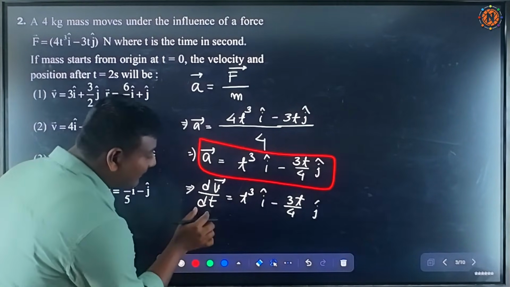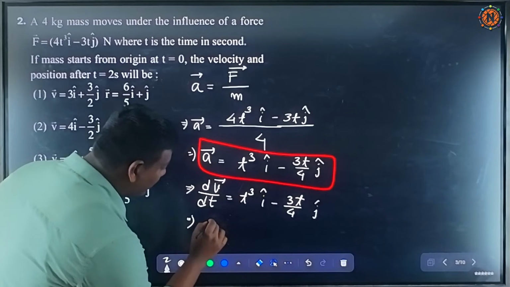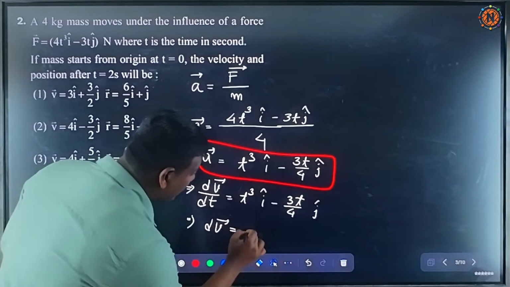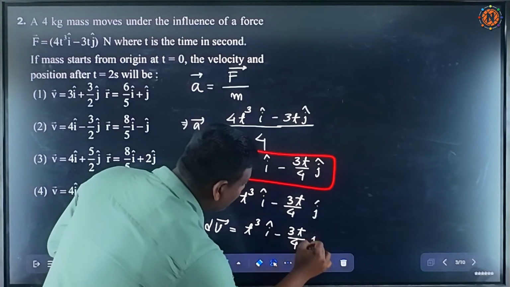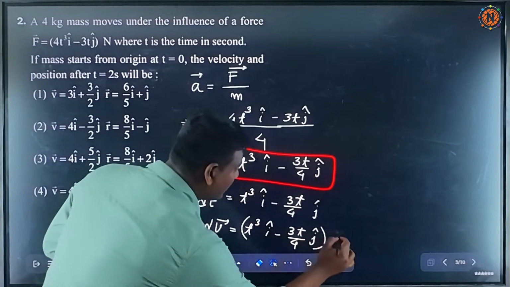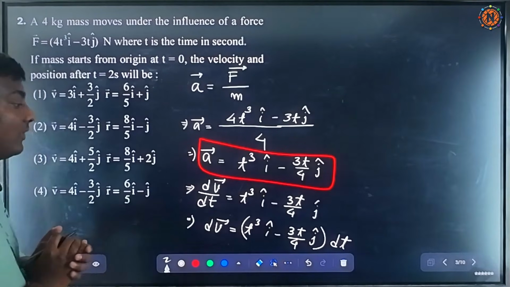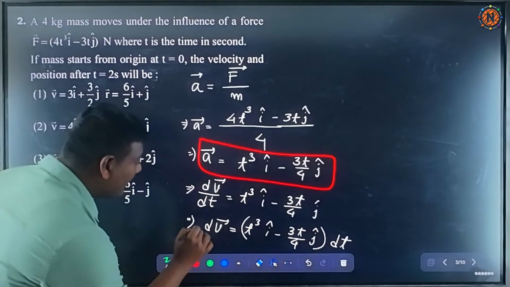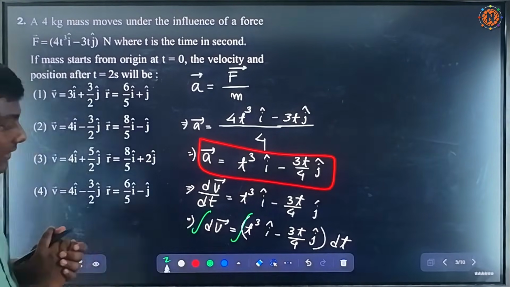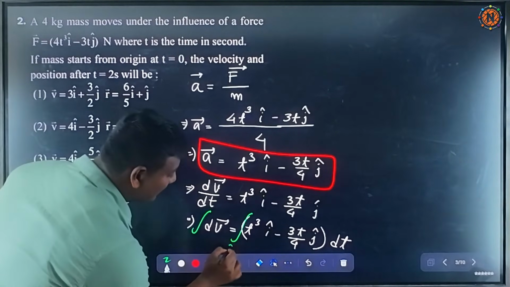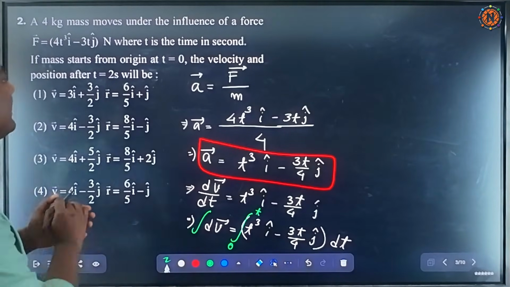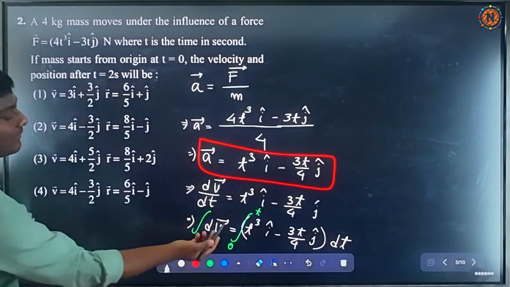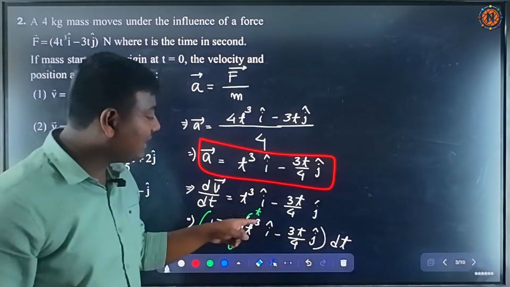So dt is divided, so we can multiply it on that side. So the left side will be dv equal to (t cube i cap minus 3t by 4 j cap) whole into dt. Okay, so to get the velocity we need to integrate both sides. The limit will be initial time 0 and final time t. Now we need that at 2 seconds, so we will put the value t equal to 2 seconds at last.